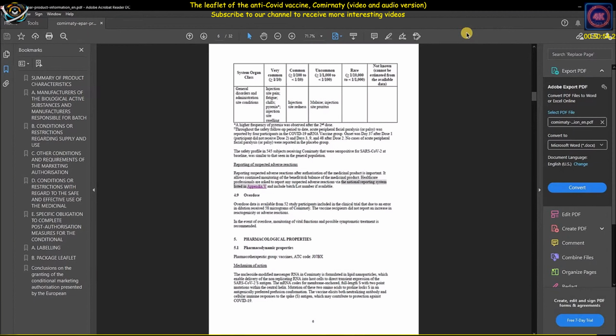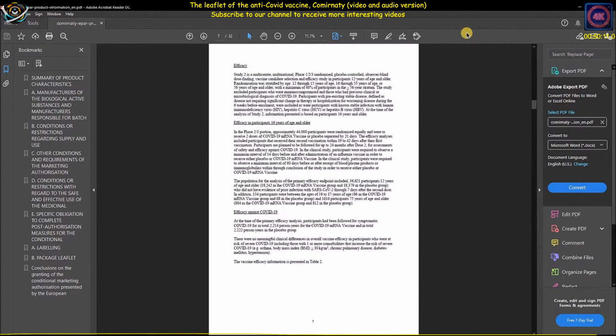Mechanism of action. The nucleoside-modified messenger RNA in Comirnaty is formulated in lipid nanoparticles, which enable delivery of the non-replicating RNA into host cells to direct transient expression of the SARS-CoV-2 antigen. The mRNA codes for membrane-anchored, full-length S with 2-point mutations within the central helix. Mutation of these two amino acids to proline locks S in an antigenically preferred prefusion conformation. The vaccine elicits both neutralizing antibody and cellular immune responses to the spike, S, antigen, which may contribute to protection against COVID-19.